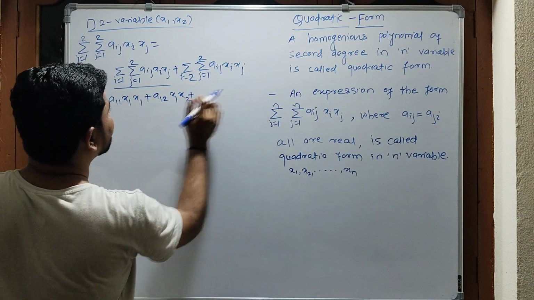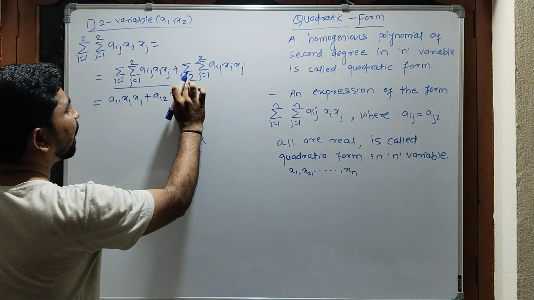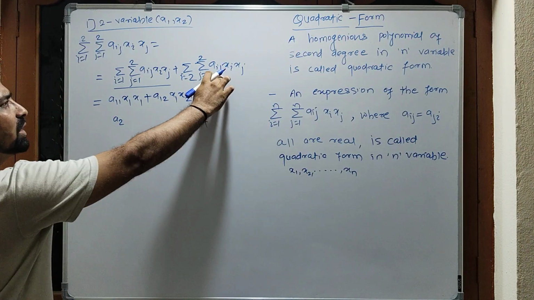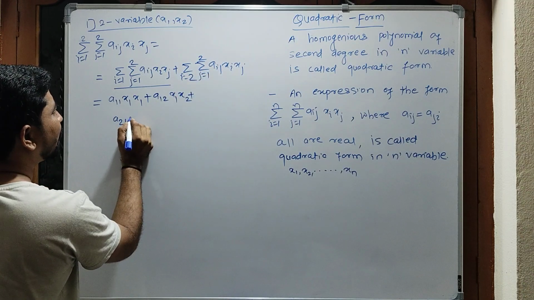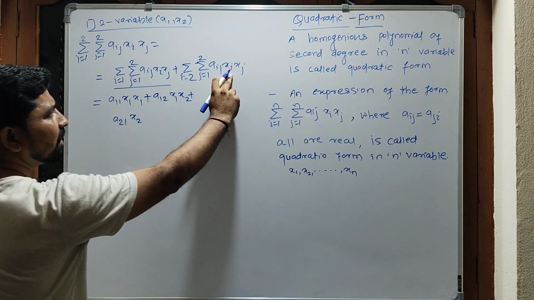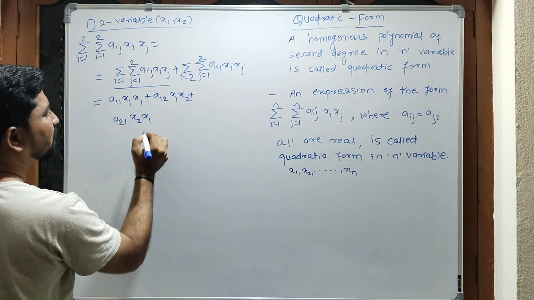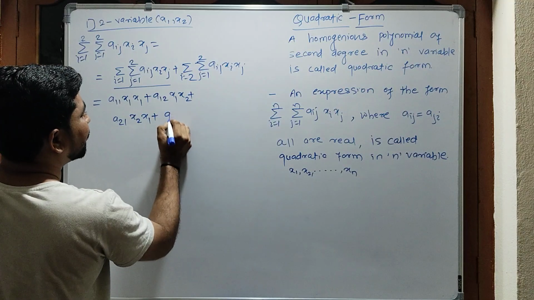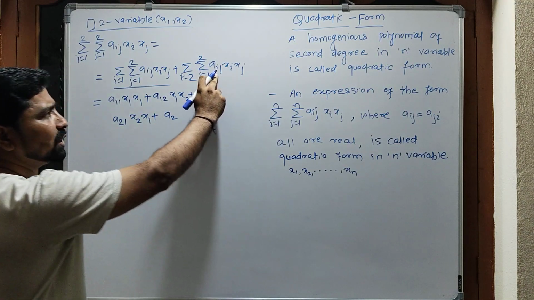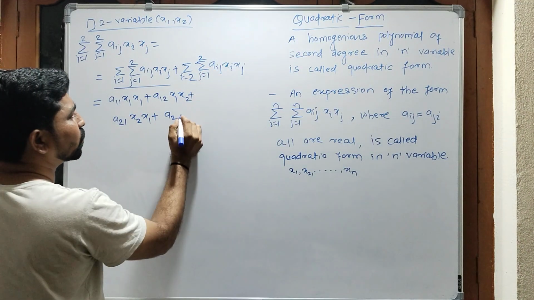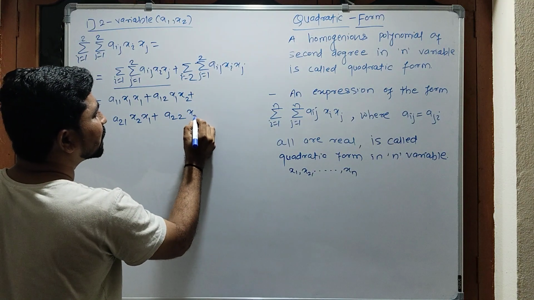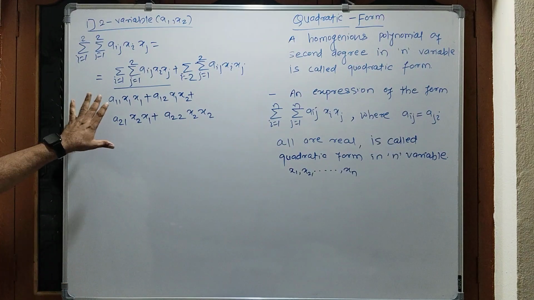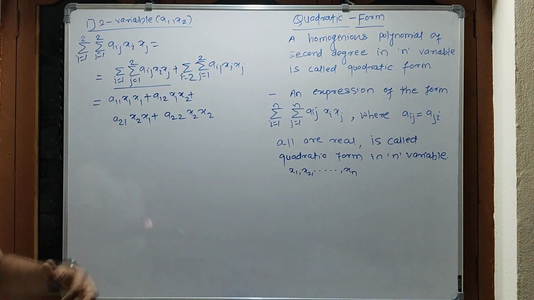Now I want to write the second part. Here i is fixed at 2, that is a_2 and j I am changing: j equal to 1, a_21 x_2 x_1, here i is fixed and j is first time 1, plus j running from 1 to 2 means second time, plus a_22 x_2 x_2, here i is fixed at 2 and j is now 2. So this is the quadratic form in two variables.